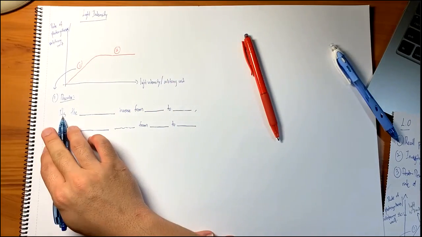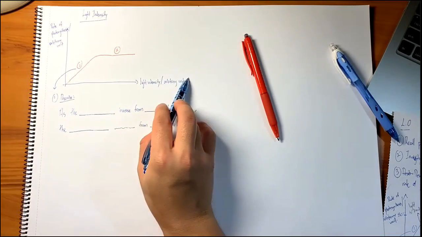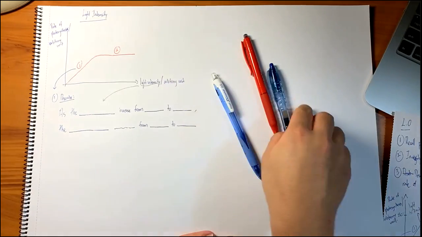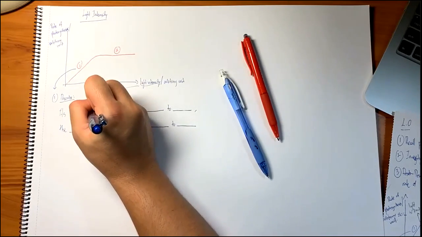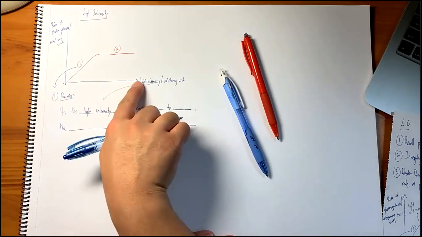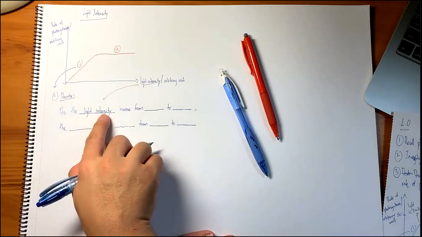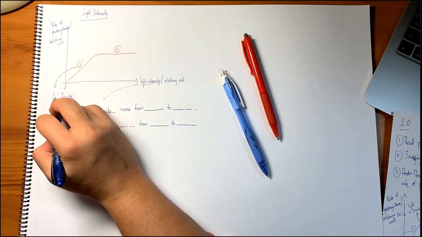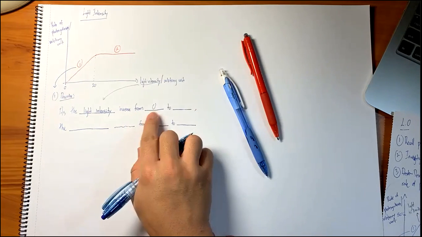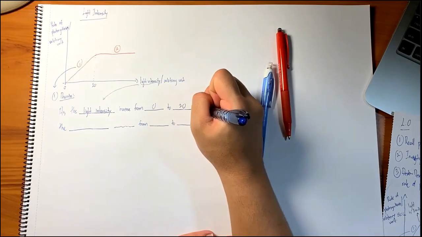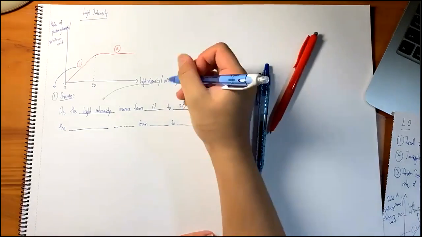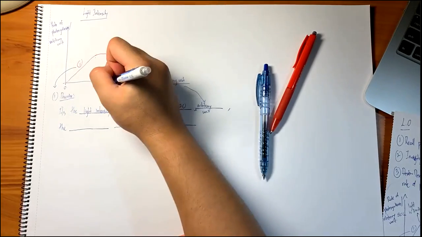What do I mean here? Firstly, you put the labeling of the x-axis. So: as the light intensity increases, because we're going in this direction, so it's increasing, from, let's say it goes from 0 to 20, and I forgot here, arbitrary units. So we put the units here.